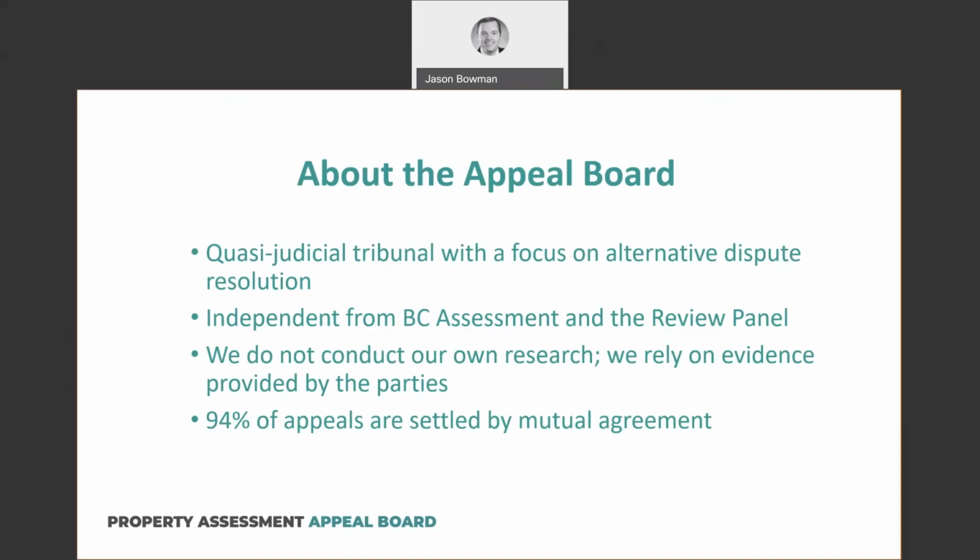The appeal board does not conduct our own research, and we rely on evidence that's provided by the parties. So it's really important to get the best evidence you can and to present that to the board. 94% of our appeals are settled by mutual agreement. Only about 6% of our appeals will go to what we call adjudication, a stage where a decision needs to be made by a board member. So 94% of our appeals are resolved through mutual agreement through processes like the ODR platform.